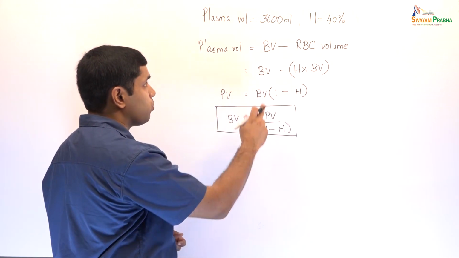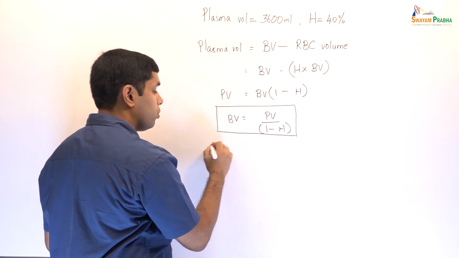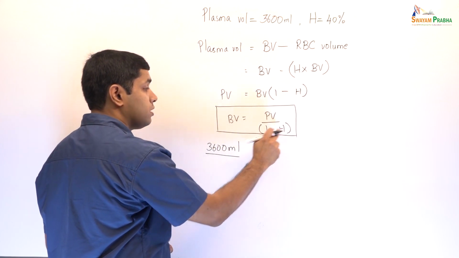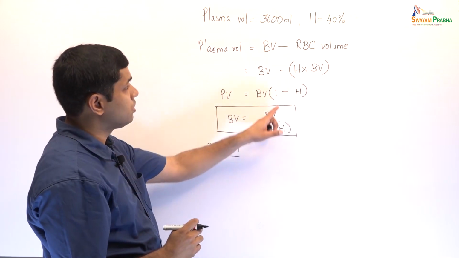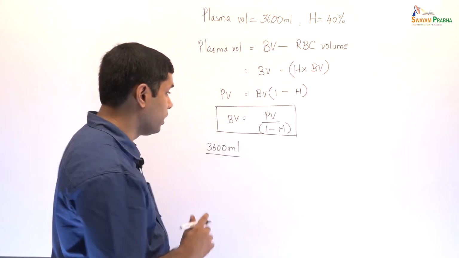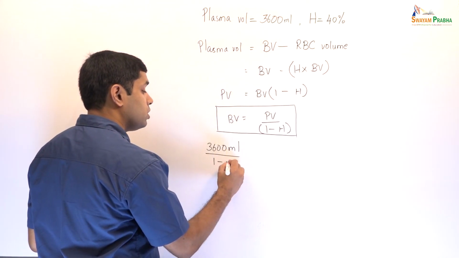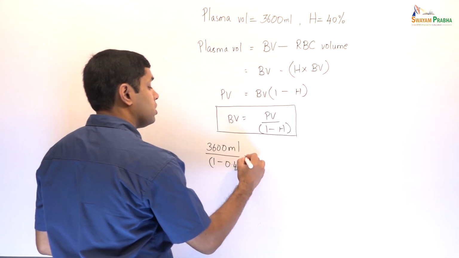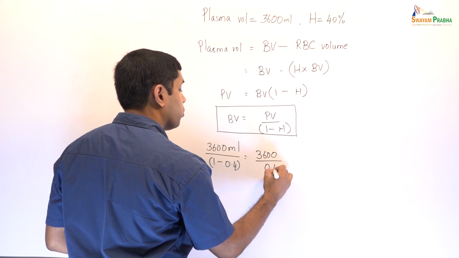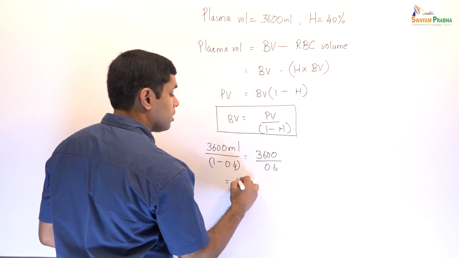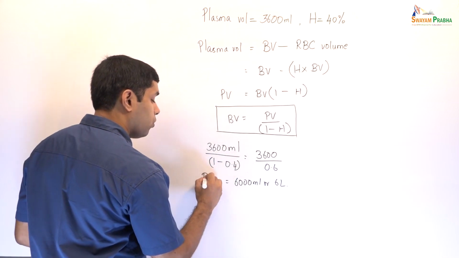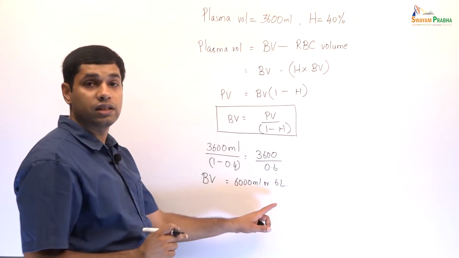So now let's substitute what we already know. We know that the plasma volume is 3600 ml. Now when we take this 1 minus hematocrit, we have to convert the hematocrit out of 1. So this is 40% or 0.4 out of 1. So this is 1 minus 0.4, that's equal to 3600 ml divided by 0.6, that's equal to 6000 ml or 6 liters. So we have our blood volume is equal to 6 liters.